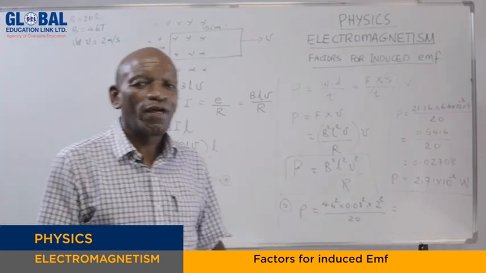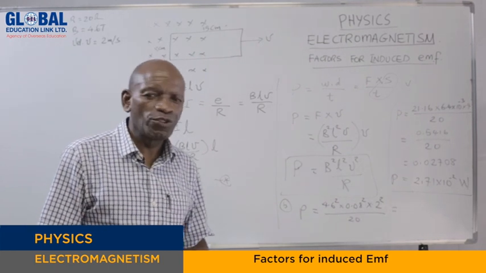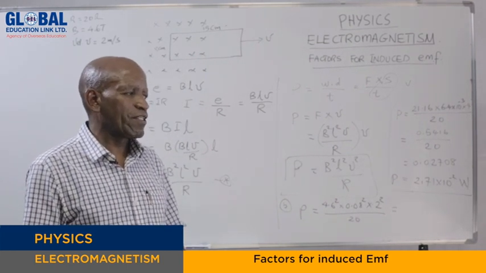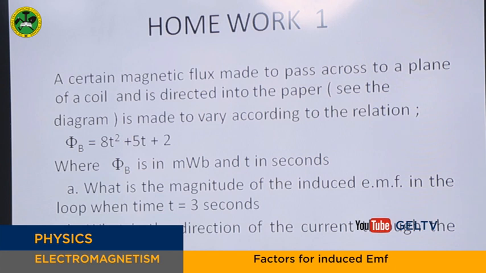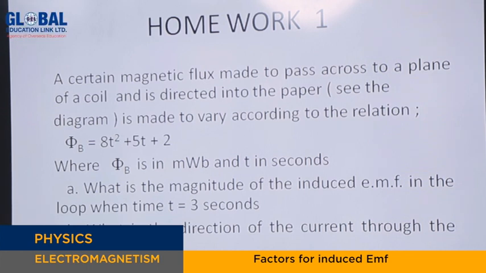Okay, students, now we are going to see a question for you as homework. The question goes like this. A certain magnetic flux is made to pass across the plane of a coil, directed into the paper. There is a diagram for this question. This magnetic flux varies according to the relation: magnetic flux is equal to 8t squared plus 5t plus 2, where phi B is the magnetic flux measured in milliwebers and t is the time measured in seconds. The question: A, what is the magnitude of the induced EMF in the loop when the time t is 3 seconds?